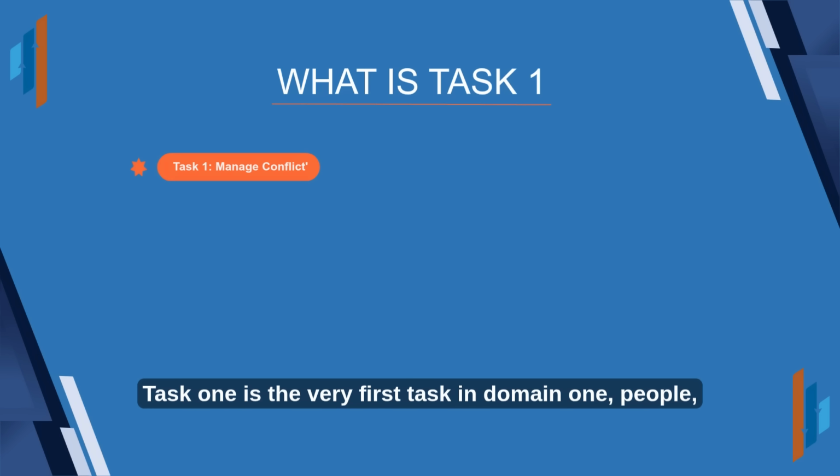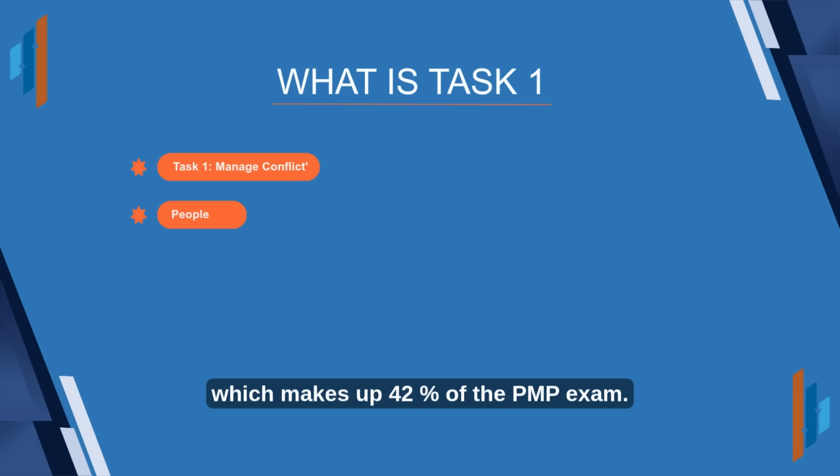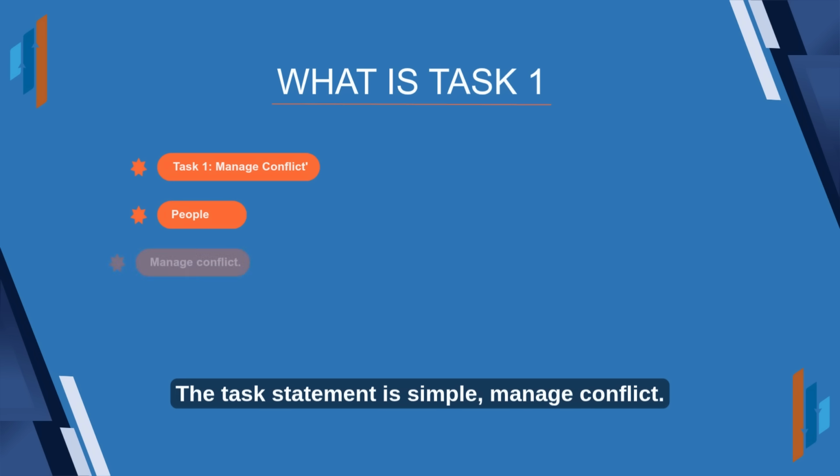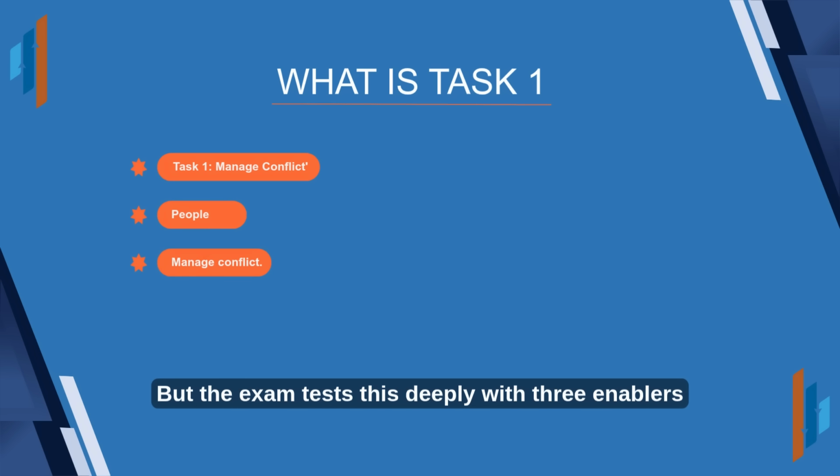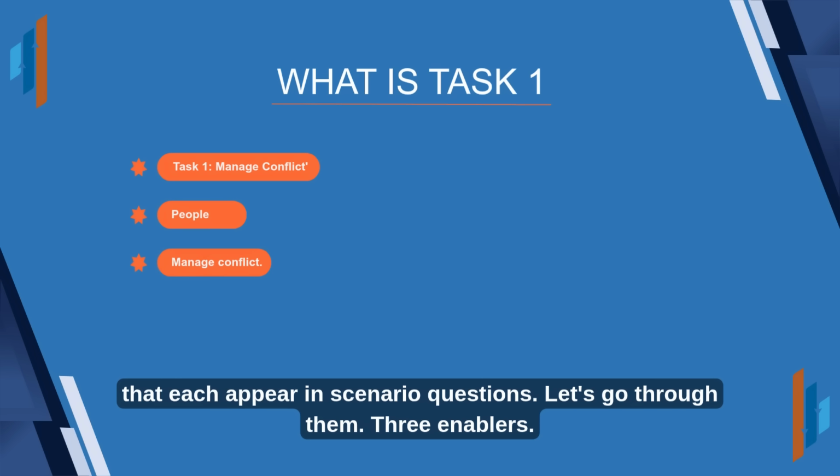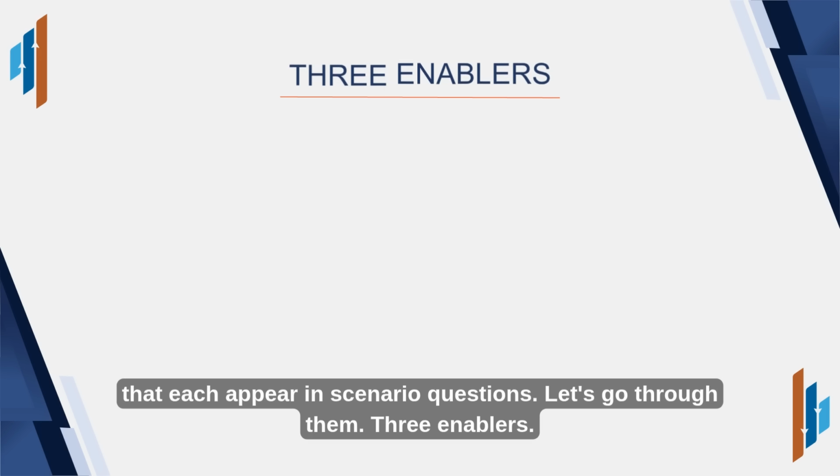Task 1 is the very first task in Domain 1, People, which makes up 42% of the PMP exam. The task statement is simple: manage conflict. But the exam tests this deeply with 3 enablers that each appear in scenario questions. Let's go through them. 3 enablers.